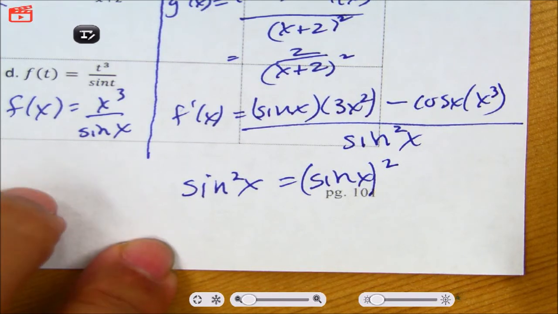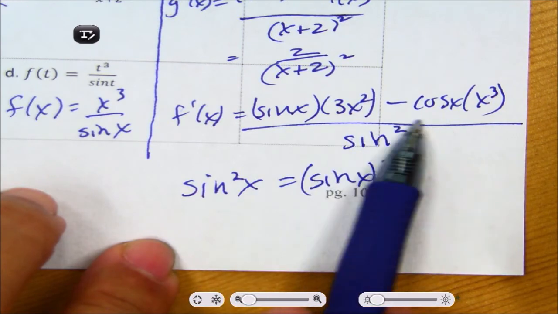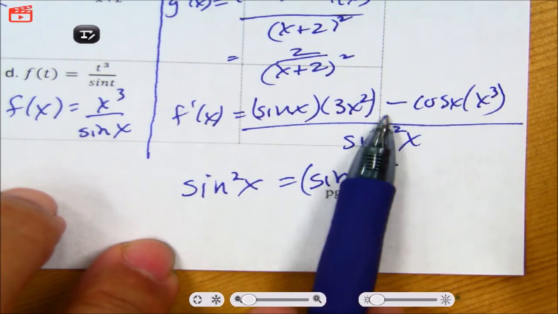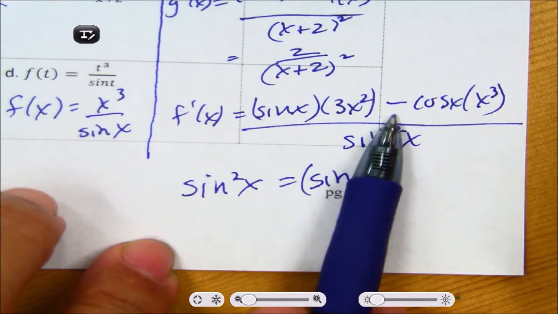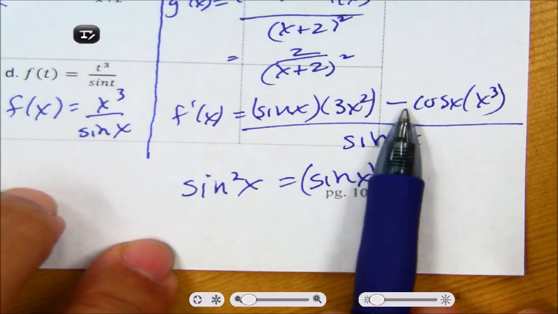Wait, so what's gonna be minus, right? Say sin x times 3x squared minus. I think that minus sign goes to it. That minus sign is part of the quotient rule. Okay, sure. It wasn't negative cosine, it was a derivative. Minus sign is part of the quotient rule.